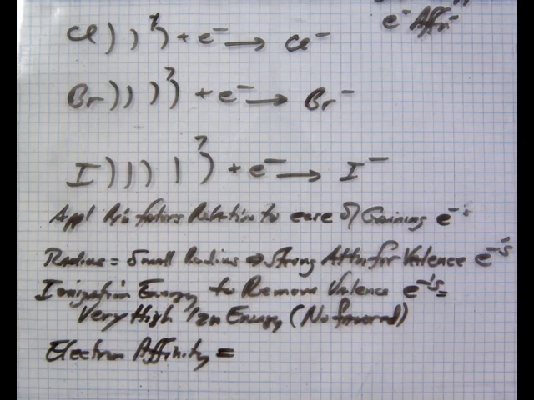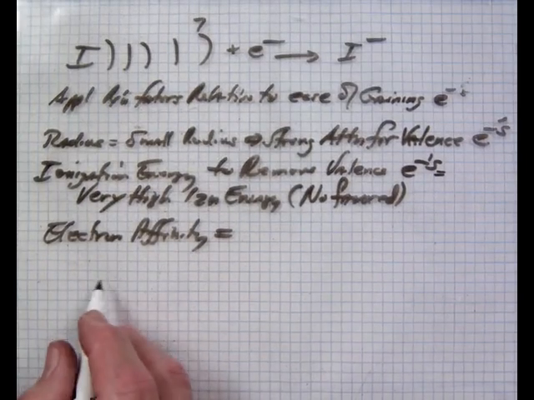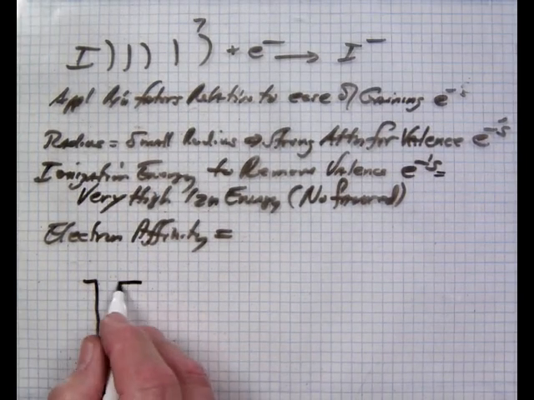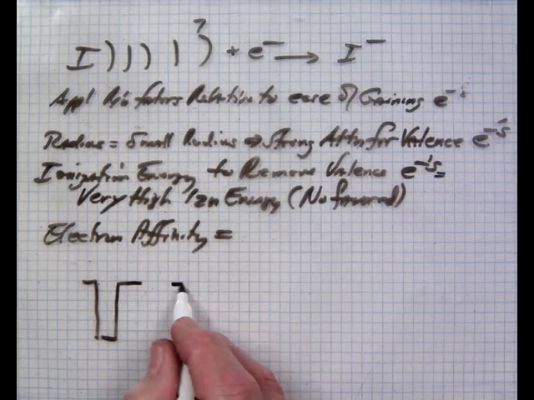Actually, electron affinity is an energy number, and we'll show you that in due time. It's the amount of energy released when an electron is added to the valence shell, kind of like a ball falling into a hole. If you look at it from that context, I'll show you an analogy here.